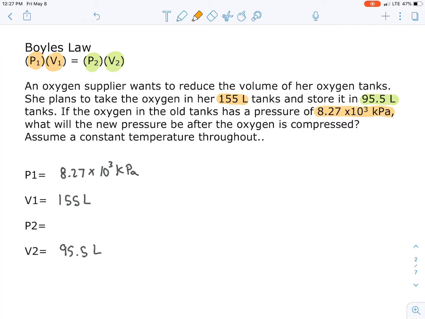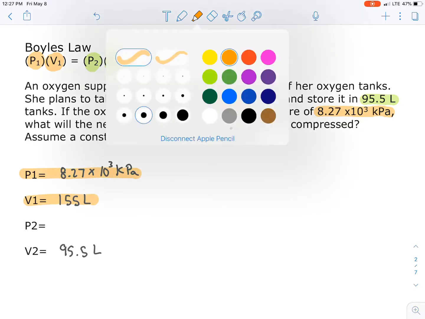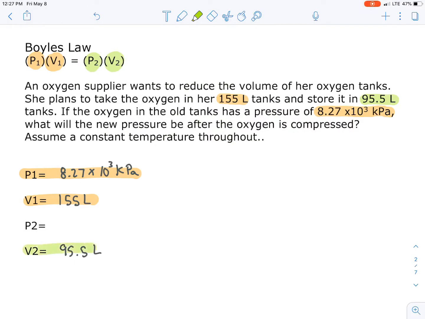All right, for you guys who like to color code again, these were our orange. This was our green, and we're missing this here. So our unknown is the pressure in tank 2. All right, we're going to set this up, and the equation's right above there, so I'm just going to set this up as P1 V1 equals P2 V2.